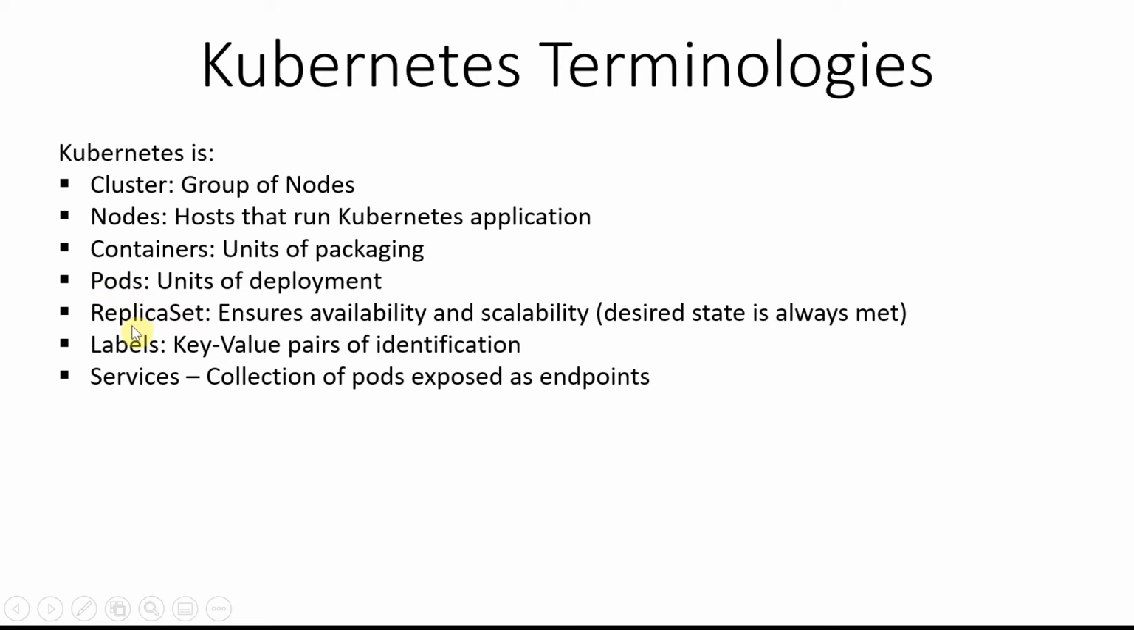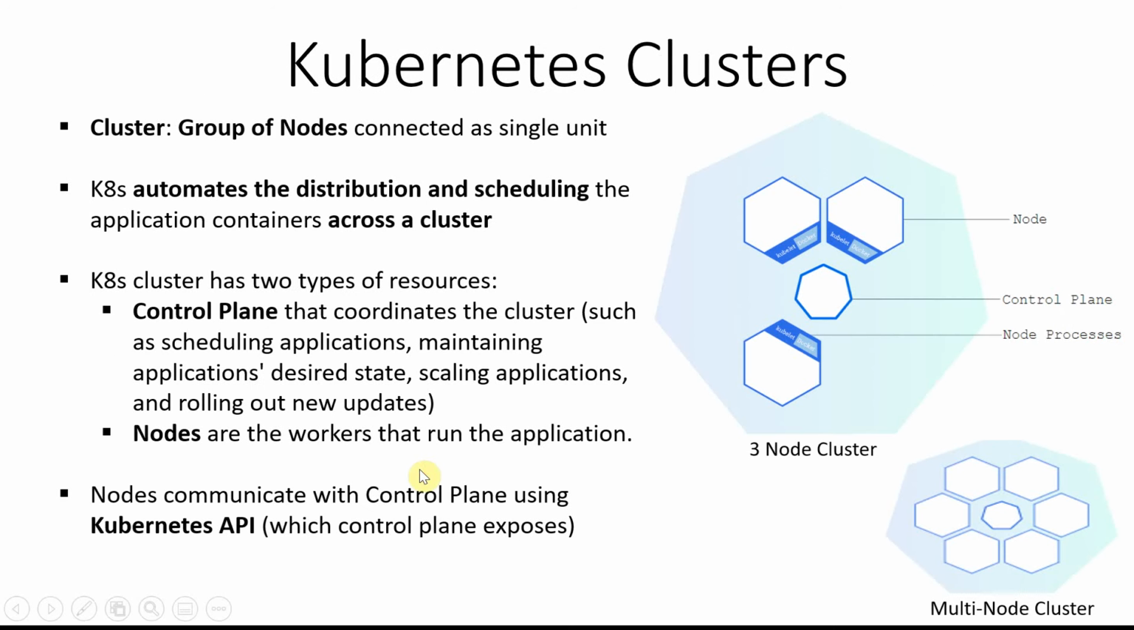And the replica set is nothing but it ensures availability and scalability, especially ensures that the desired state is always met. And the labels are the key value pairs which are used to identify a service. And service is nothing but a collection of various pods exposed on an endpoint so that you can access it. So that is what we're looking at.